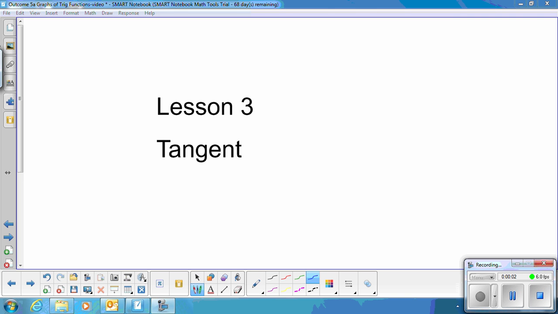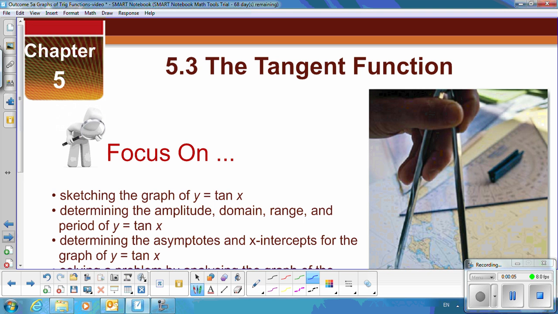Lesson 3, tangent. The tangent function.